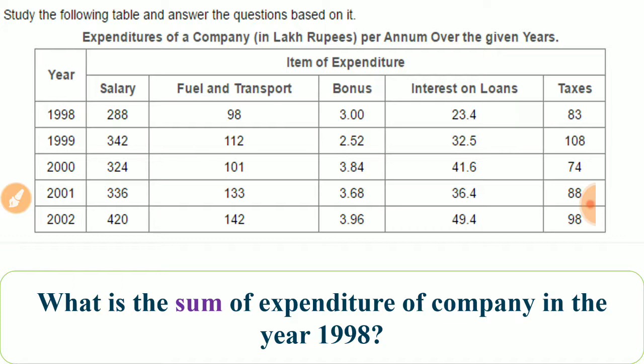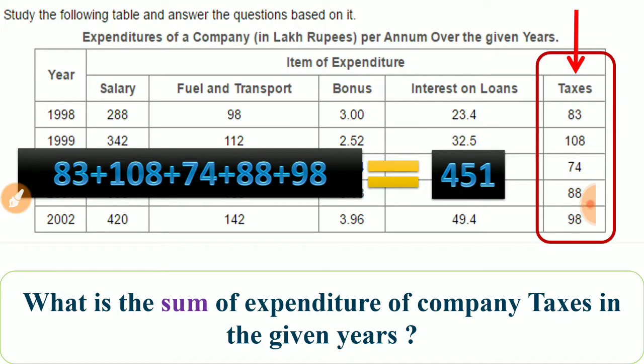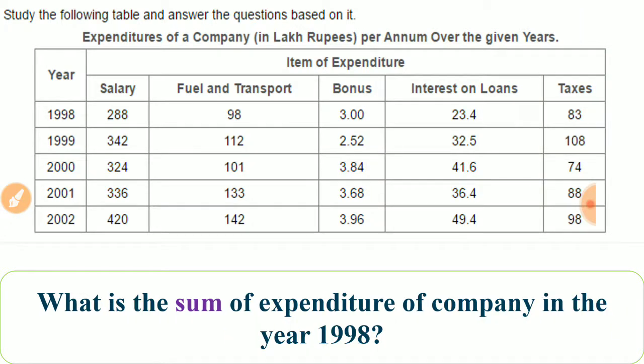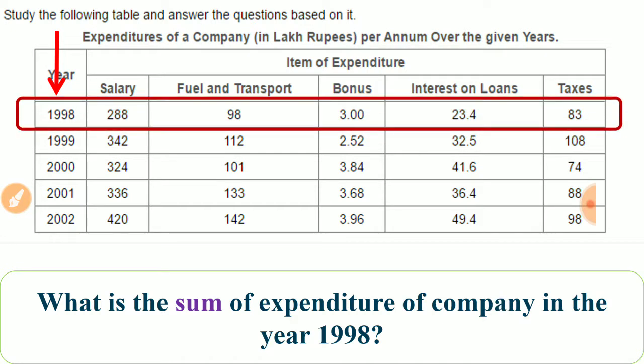What is the sum of expenditure of the company in the year 1998? The difference between the previous question and this question is that the previous question talked about the taxes, while this question is talking about the expenditure of the year 98. Year 98 is the first value. In the last question we added from top to bottom, but in this question we are adding horizontally because we have to find the sum of expenditure of the year 1998.